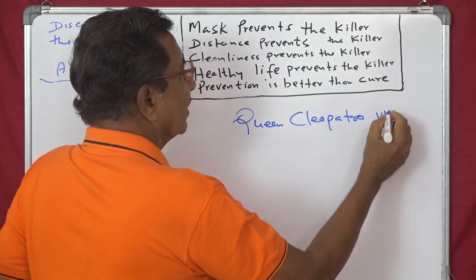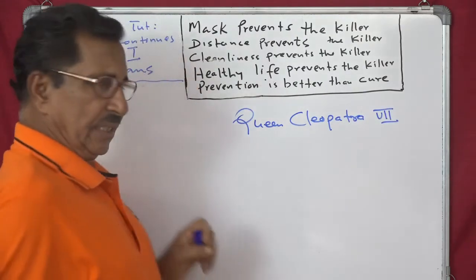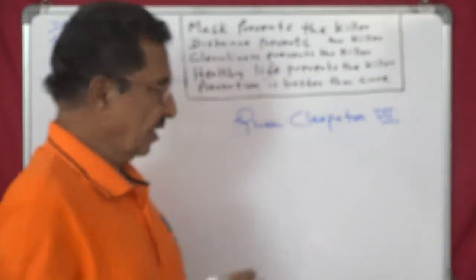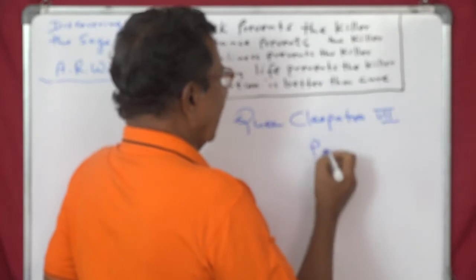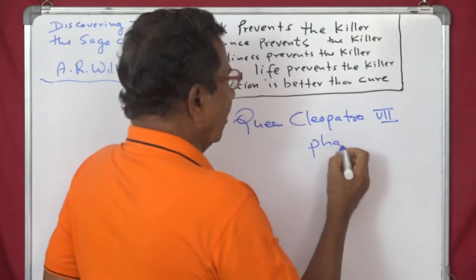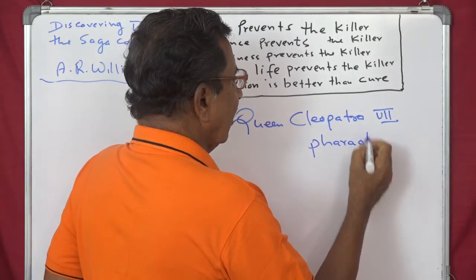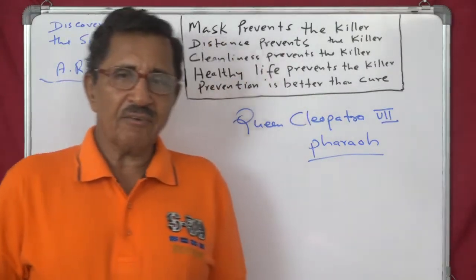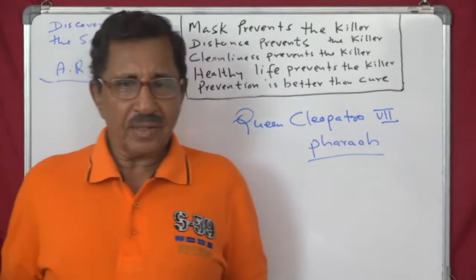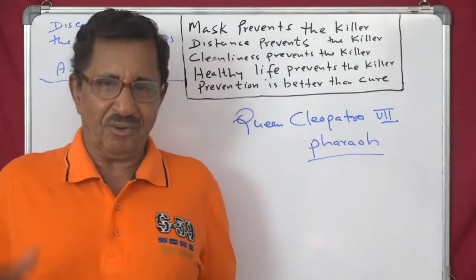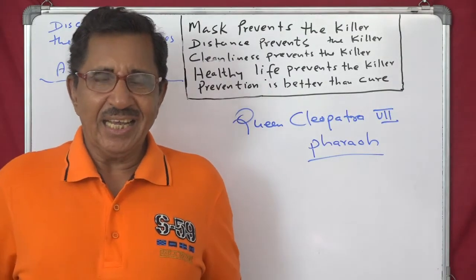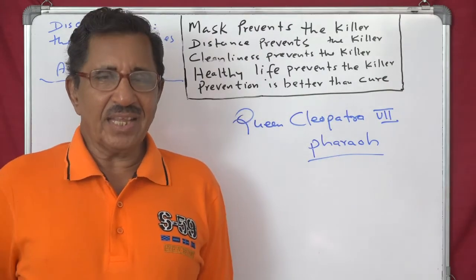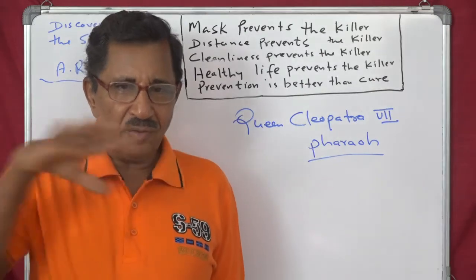The seventh. Kings and queens of Egypt were called the pharaohs. So this Cleopatra is also a pharaoh. Kings and queens are given this title, pharaoh. Queen Cleopatra the seventh was the last pharaoh. She died in 30 BC. With that, the rule of the pharaohs comes to an end.